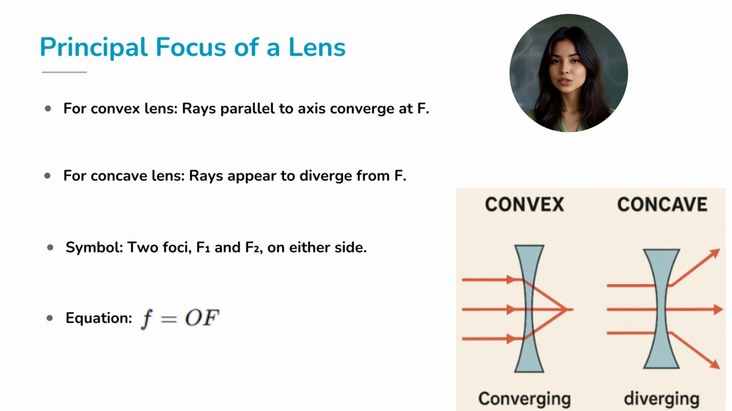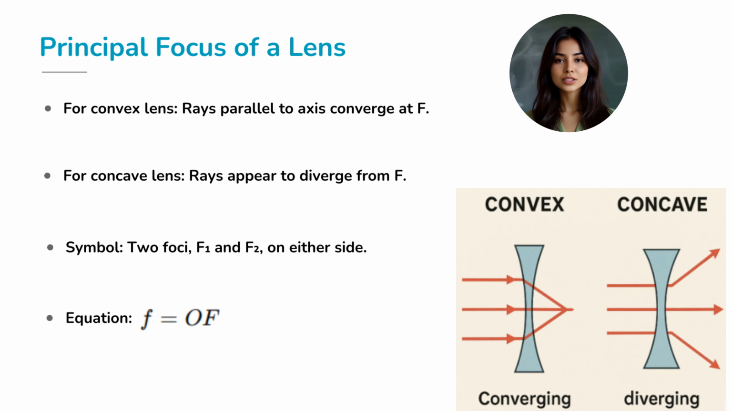Symbolically, we represent two foci, f1 and f2, one on each side of the lens. And the distance from the optical center O to the focus f is what we call the focal length, written as f equals OF.